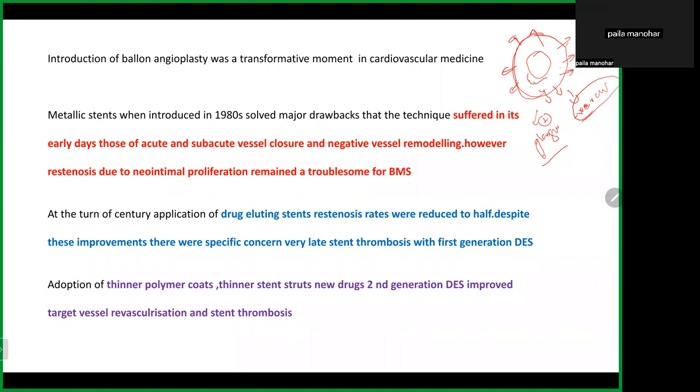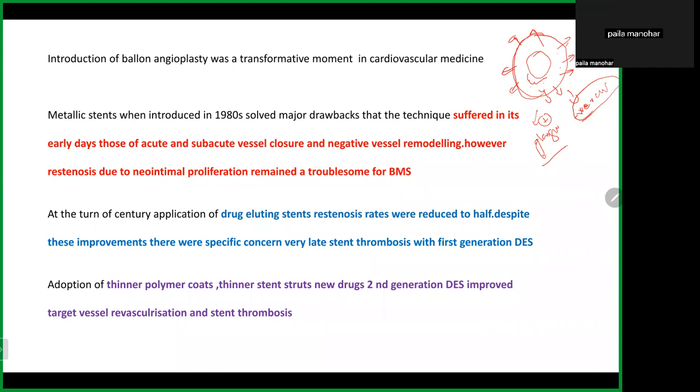To prevent this, the next generation came: drug-eluting stents, which reduced restenosis by half. Despite these improvements, there is a specific concern of very late stent thrombosis compared to the first generation. So the first balloon angioplasty had more effect of negative remodeling. To prevent the negative remodeling, they introduced bare metal stents. From the bare metal stents, they moved to drug eluting to prevent restenosis. From the first generation to the second generation drug eluting, to prevent late and very late stent thrombosis.